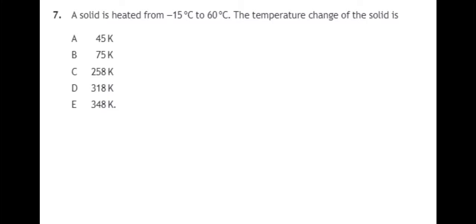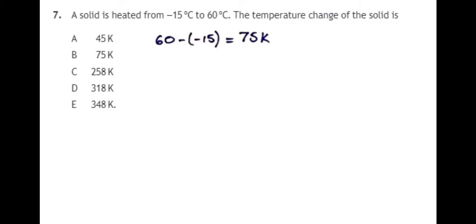Question number 7. A solid is heated from minus 15 degrees Celsius to 60 degrees Celsius. The temperature change in the solid is, well, all we need to do is 60 minus minus 15, which gets us to 75. 15 degrees from minus 15 degrees to 0, and then another 60 degrees from 0 up to 60, which gives us a total of 75.